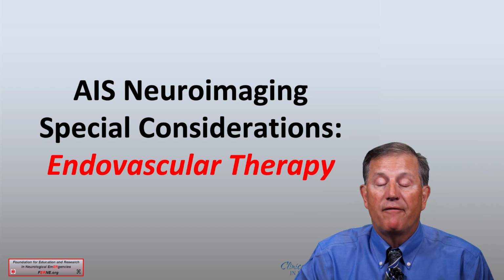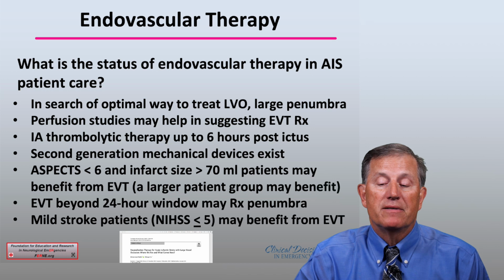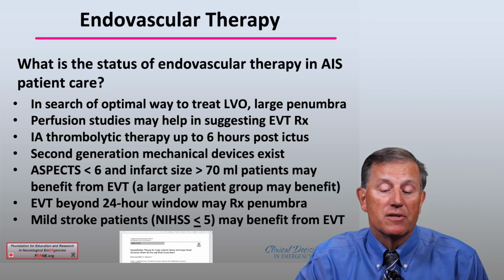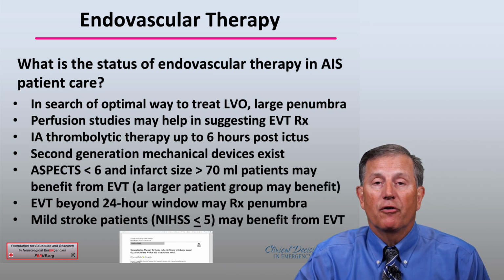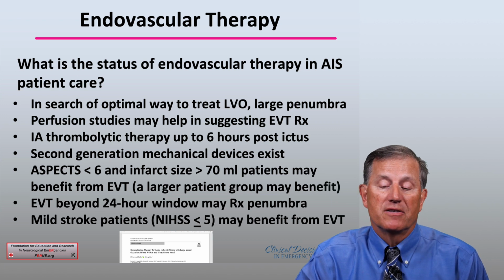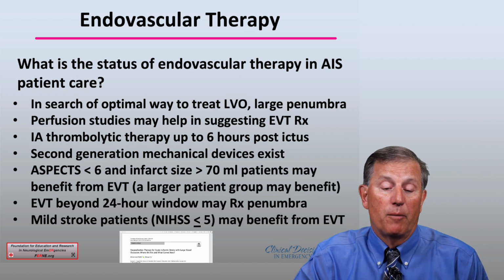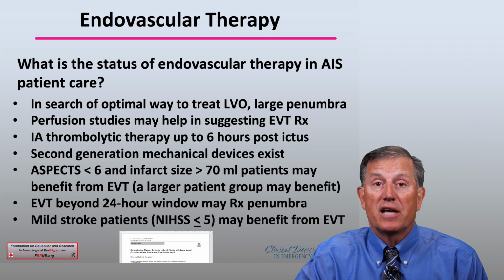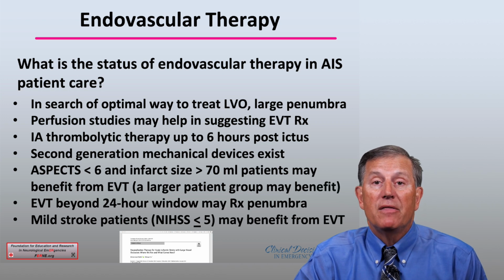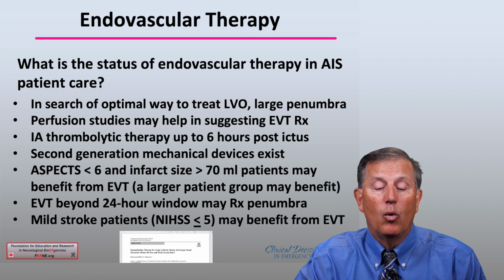Now, what about endovascular therapy? So what's the status of endovascular therapies in acute ischemic stroke patients? Endovascular therapies are really in search of the optimal way to treat large vessel occlusions and large ischemic penumbras when there is a small core infarct. We know that perfusion studies help in suggesting when EVT might be therapeutic, especially beyond the 6-hour window.